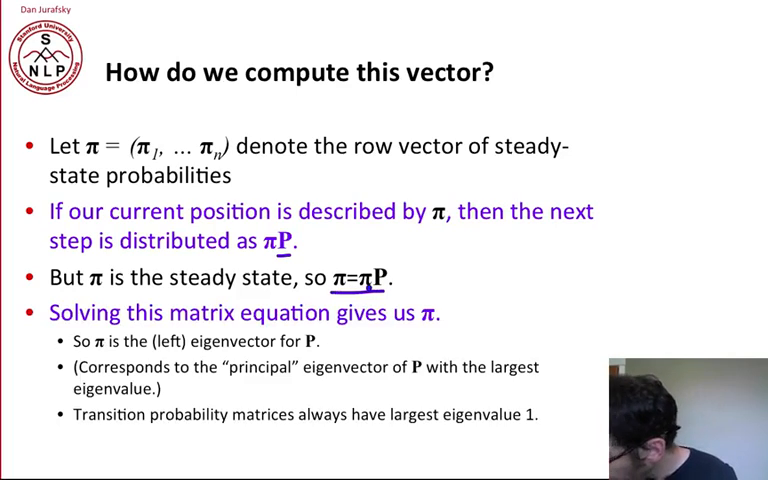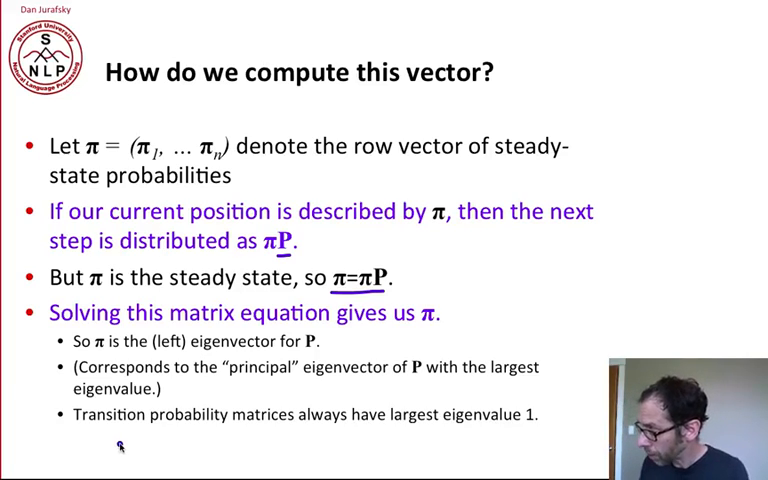So pi is in fact the left eigenvector for the transition probability matrix P. And transition probability matrices always have largest eigenvalue 1. So this is going to be the principal eigenvector of P.